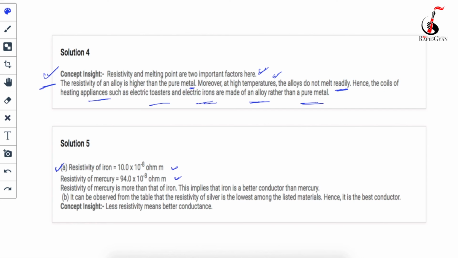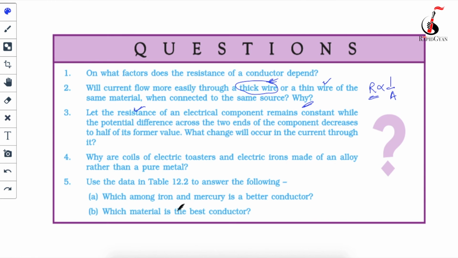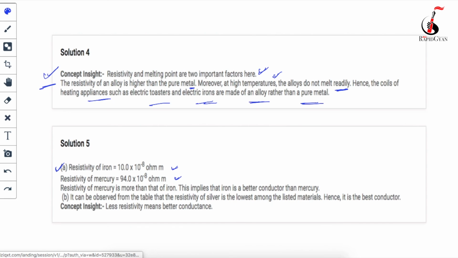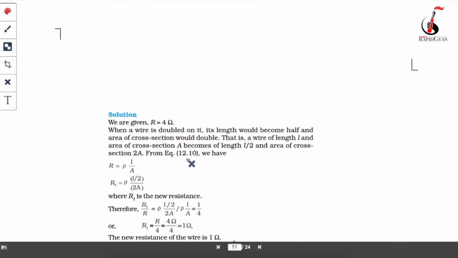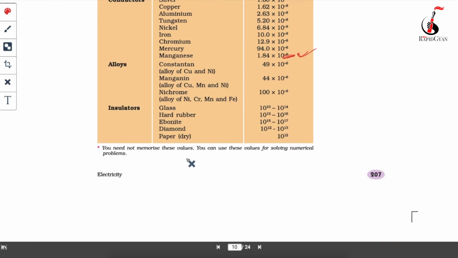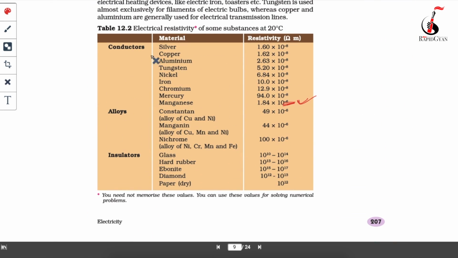Okay. Second question is saying that which material is the best conductor. So which material is the best conductor? You can see if you go and look into that table, you'll observe that the resistivity of silver is the lowest among them. Hence the best conductor is the silver, means less resistivity means better conductance. So which table they are talking about, beta? They are talking about this table. Because you can see the silver is having less resistivity, it means it's a very good conductor. Silver is the good conductor.